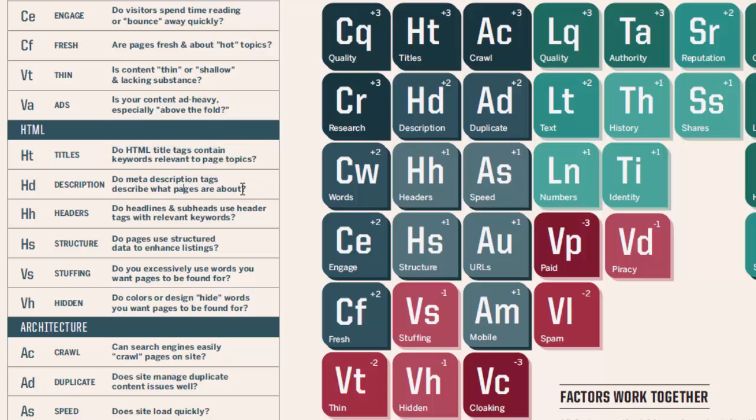Descriptions. Have you used description tags, the meta tags, to tell the people and the search engines what your content is about? Do you have headers and subheaders with the appropriate words?